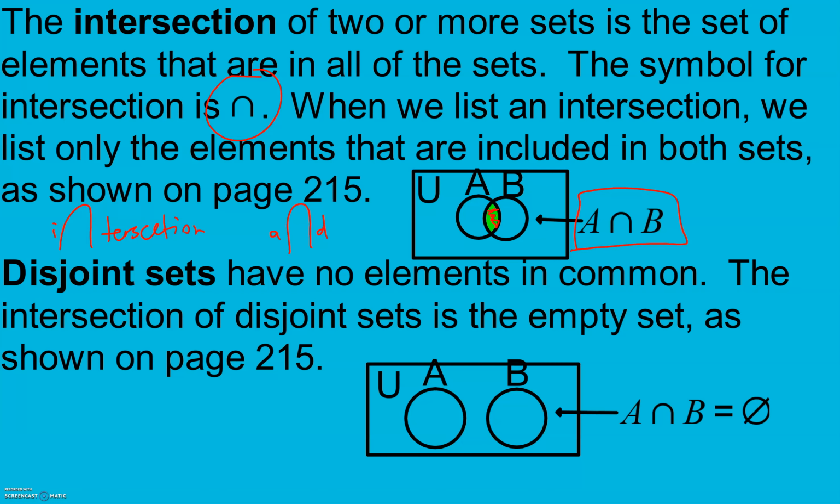Disjoint sets have no elements in common. The intersection of disjoint sets is the empty set, as shown on page 215. I have a diagram of it here as well. Our universal set is the entire rectangle. We have set A, set B. They don't overlap anywhere. There's nothing in A that's also in B. A could be odd numbers, B could be even, for example. There's nothing that's in both, so our solution is no solution, or you can show that with just empty brackets.